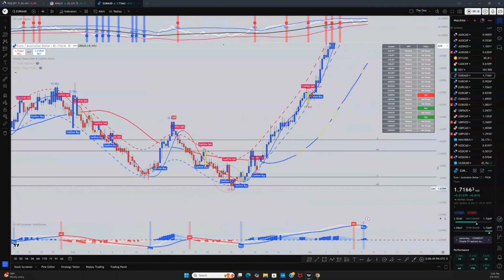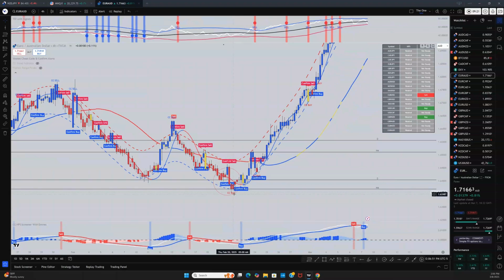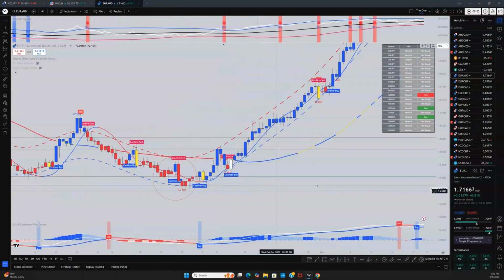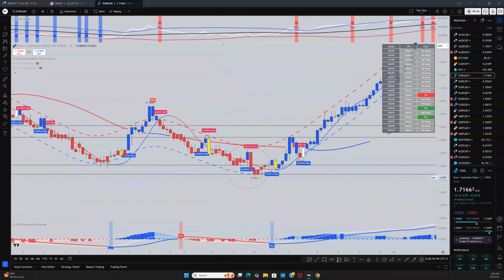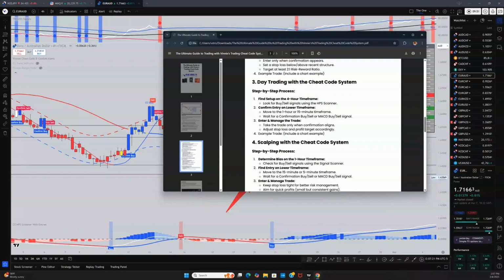Okay. So let's say, for an example, we wanted to get in on this cheat code buy signal down here that we see. We have a cheat code buy signal here on the 4-hour time frame. Let's pretend that it popped up on a scanner here. It gave us a buy signal on Euro AUD on the scanner. We identified that we have a signal on the 4-hour time frame. Again, you always want to expect the cheat code buy or sell signal.